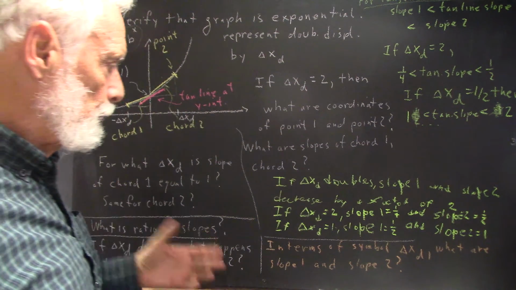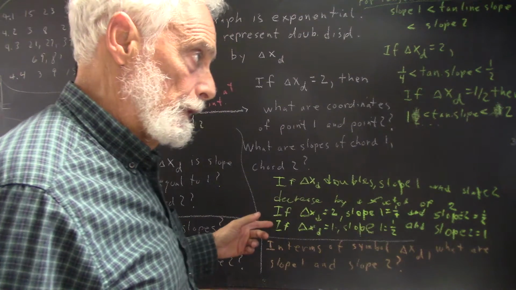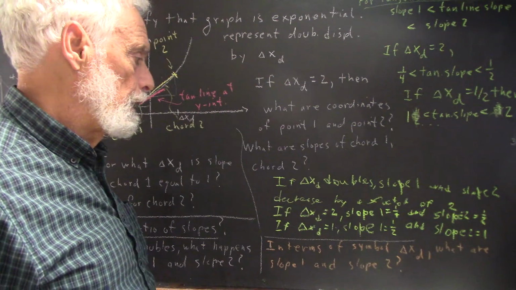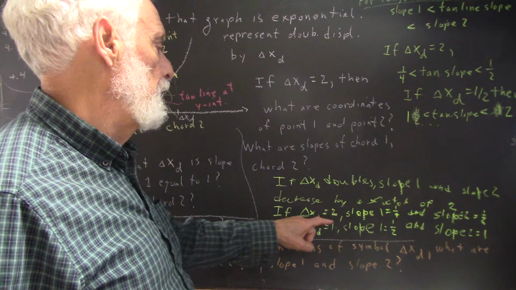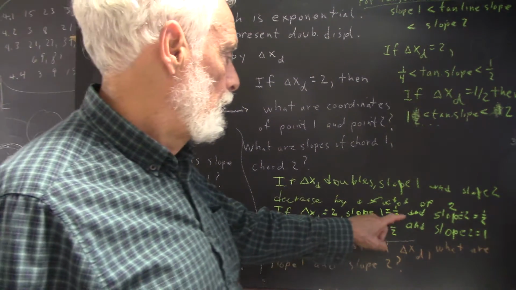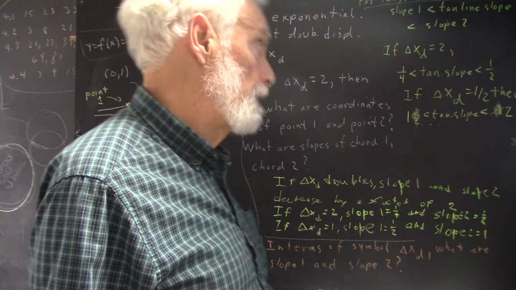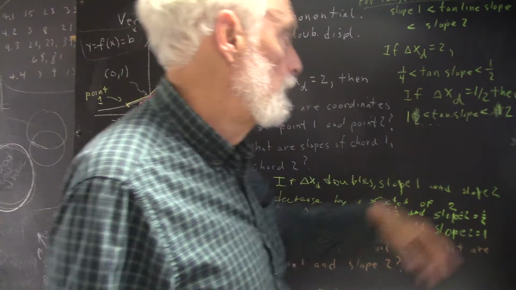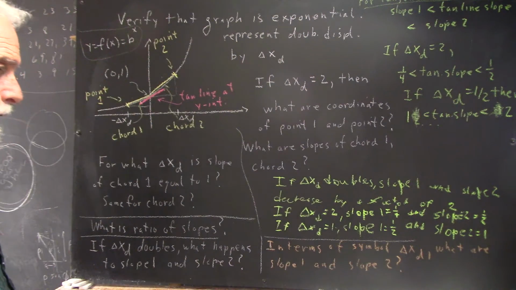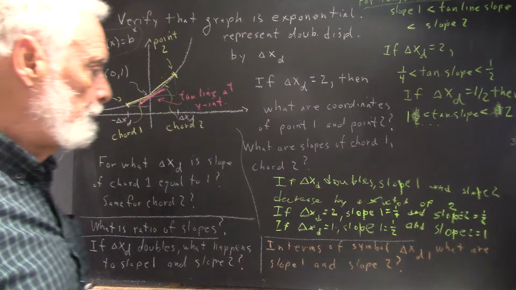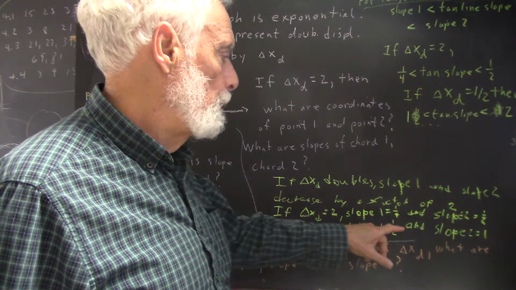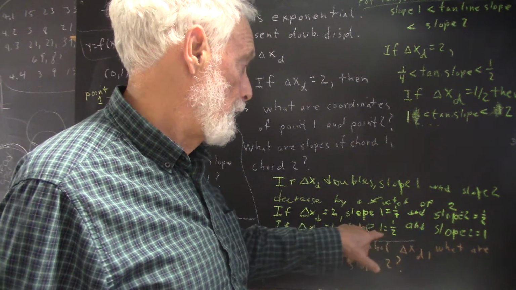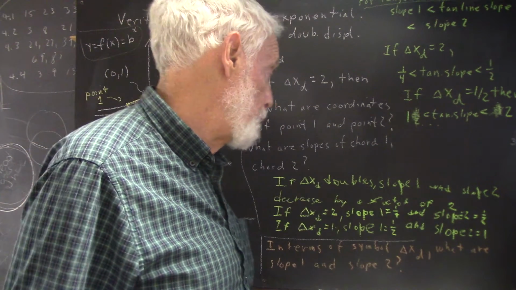That isn't quite proven by what was written here, but there's a very good indication that if the delta x d is 2, the slopes are 1/4 and 1/2, and we use that up here. Everybody pretty well found that correctly. And then that if delta x of d equals 1, the slope 1 is 1/2 and slope 2 is 1.